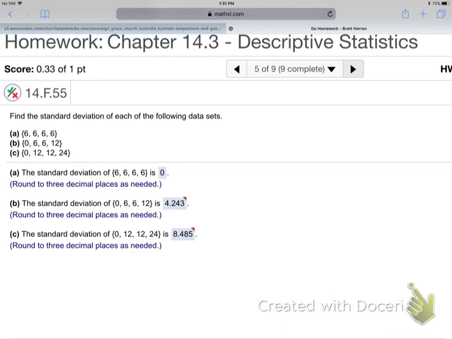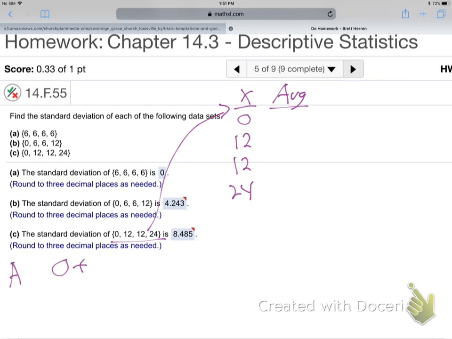All right, so try part C. These numbers, you call them X or whatever you want to call them: 0, 12, 12, 24. Then you're going to have the deviation. No, not deviation, the average. Average comes next. And you got to find the average, right? So take the 0 over down here. You got to find the average. So you add them up. Divide by 4. So find the average and then subtract the average from all of them.